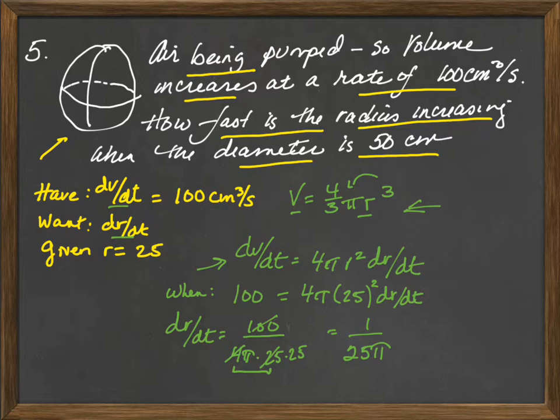Let's put it in units though, because this is a rate and it's centimeters. And remember up here when we were given the volume, it was given in seconds. So it would be centimeters per second. All right, so that's number 5. Let's see if we can do one more.